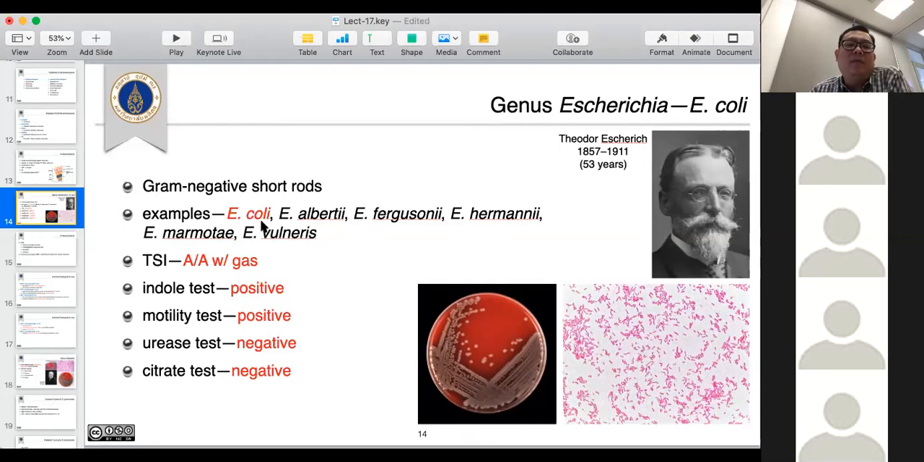coli is very important. For E. coli, you probably get TSI acid/acid with gas. Okay, with gas. This is the key for TSI. Indole test positive, motility test positive, they can move. They possess a lot of flagella. Urease test negative, citrate negative. Okay.